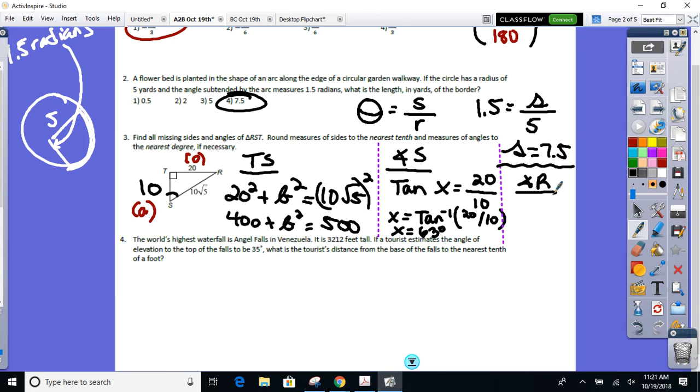Right, 180 degrees in a triangle, Matt. See, I told you. It was fine. We're going to use it. 180 minus 63 minus 90. And that gives me angle R to be 27. Wow. Whew. A lot of work right there, huh?